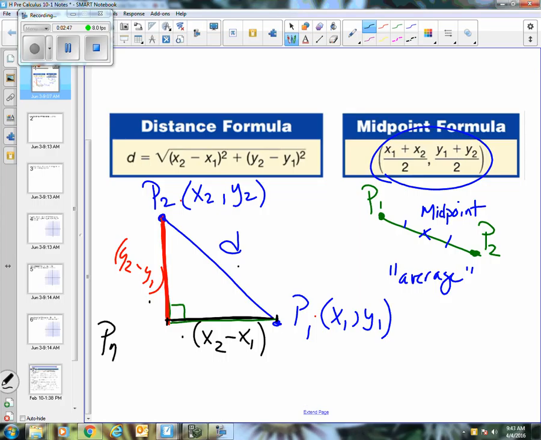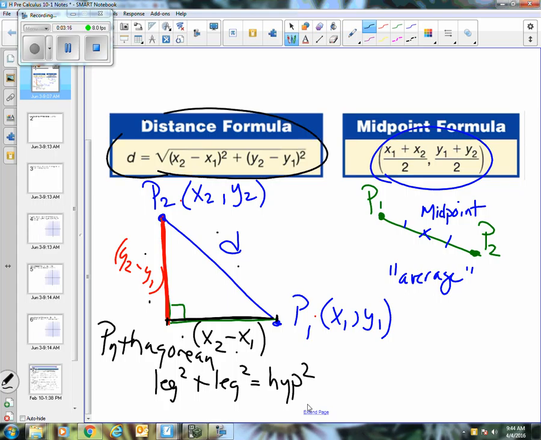Well, the Pythagorean theorem says a squared plus b squared equals c squared. I don't see any of those labels in this question, but leg squared plus leg squared equals hypotenuse squared, right? So I would take x2 minus x1 squared plus y2 minus y1 squared equals d squared. Well, then I want d though, right? Not d squared, so I square root. And that, my friends, is where the distance formula comes from.